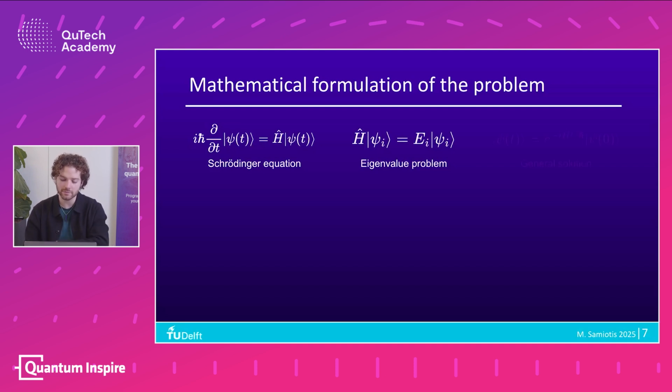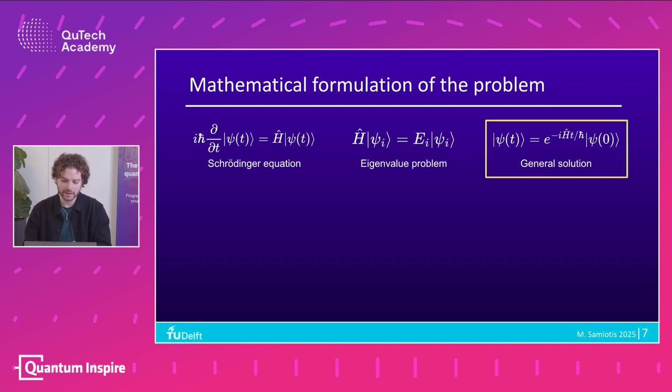But there's also the general solution of the problem, which is that I have an initial quantum state, and then I'm looking at the evolution at any given time. And this is what I'm going to simulate now. I'm going to simulate the general solution of the Schrödinger equation.